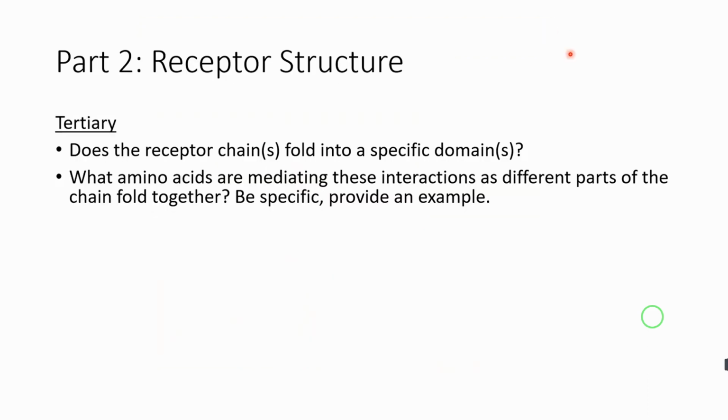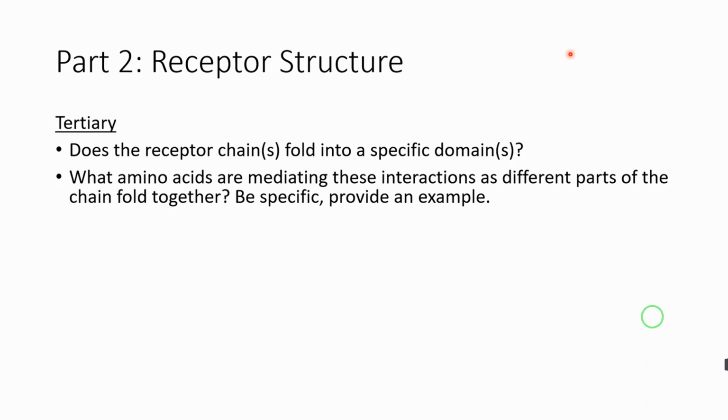For tertiary structure, you're looking at whether the receptor chain folds into a specific domain or domains. And again, you want to look at which amino acids are mediating these interactions as different parts of the chain fold together. And you want to be specific and give an example.